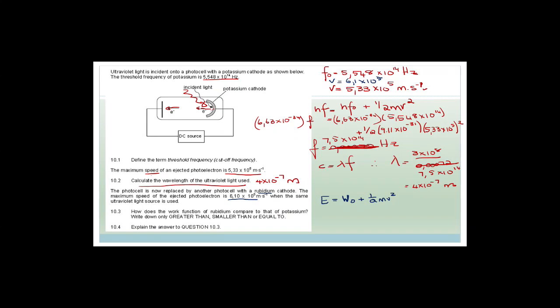Okay, right. So do you agree that this velocity is bigger than that one? 6.1 is obviously bigger than 5.33, and that's all we have to compare because this is 10 to the 5 and that's 10 to the 5 as well. So definitely this kinetic energy is more. If the kinetic energy is higher, what does that mean? It means that less energy was used for the work function. Therefore, the work function of the rubidium has to be smaller than that for potassium, because more of the energy of the photon was transmitted to its kinetic energy, to its velocity. Okay. Right, let's look at another question.